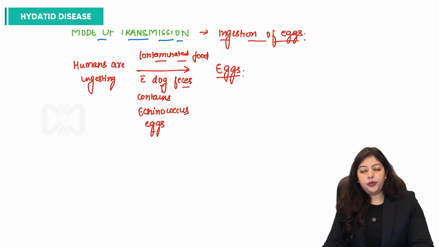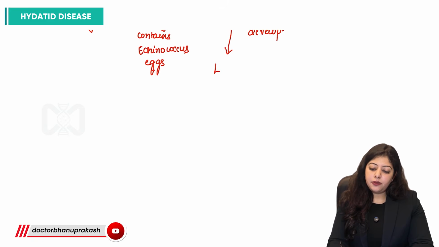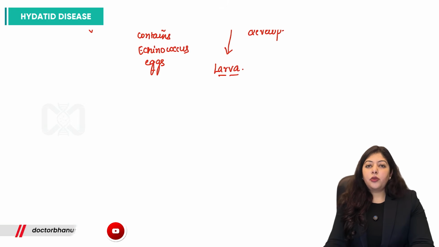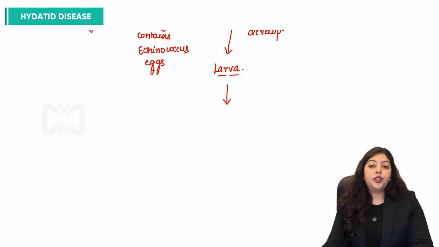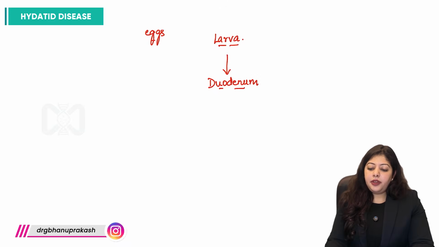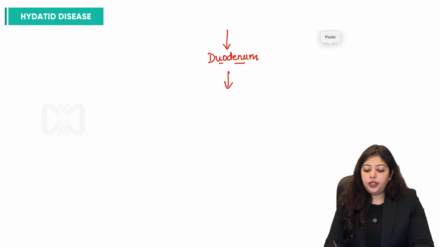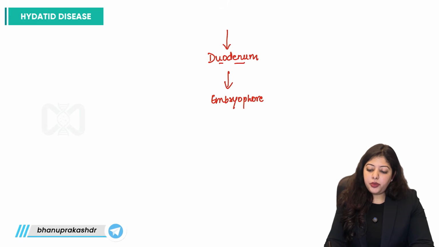So these eggs, after consumption, now need to be transformed into larva. They need to develop into the larval stage, right? So where is it occurring? It is in the duodenum in the human intestine. It is in the duodenum where the oncosphere is going to be released: the embryophore ruptures, and the oncosphere comes out.